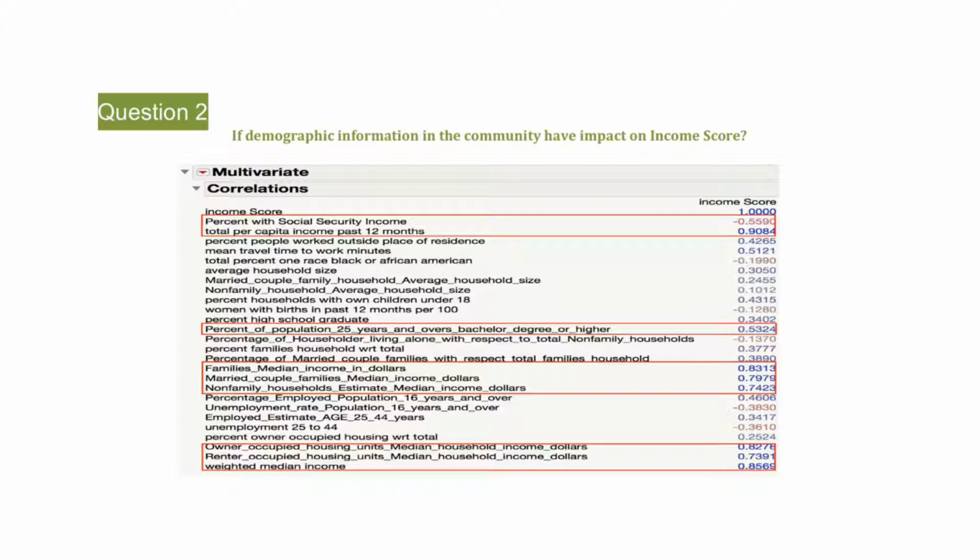From the correlations of the variables above, we can see that the percent of Social Security income, total per capita income past 12 months, percent of population 25 years and over with bachelor degree or higher, family median income in dollars, married couple families median income dollars, non-family households estimated median income dollars, owner-occupied housing units median household income dollars, renter-occupied housing unit median household income dollars, and weighted median income have moderate or higher impact with income score.